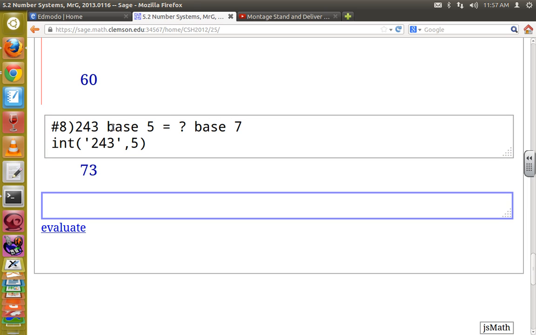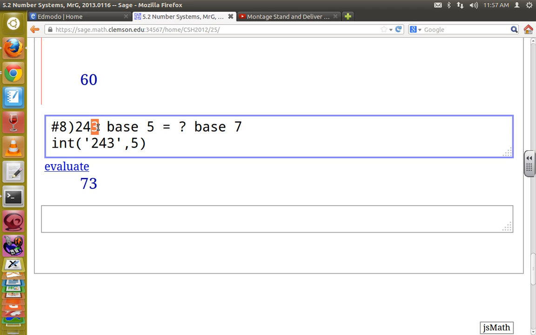If this is base 5, the 3 is in the 1s place. The 4 is in the 5s place. And the 2 is in the 25s place. So 2 times 25 is 50, and 4 times 5 is 20, and 3 times 1 is 3. So 50 and 20 and 3 adds up to 73. So did we really need Sage for this? Not really. All right, now that we have 73 in base 10, how do we convert that to base 7?